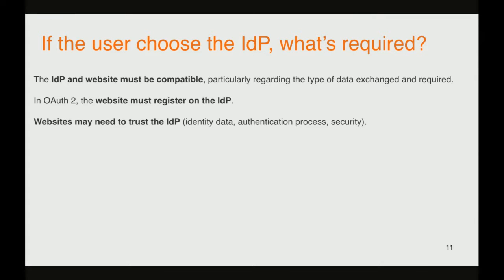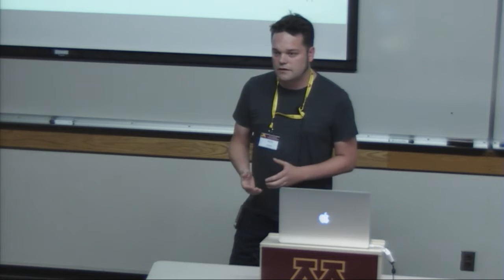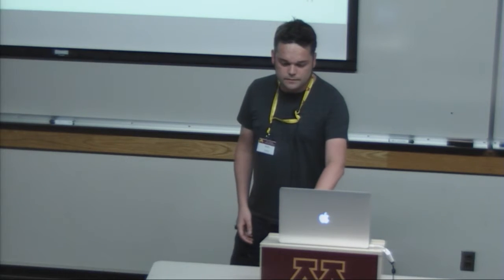So, on the other end, if the user could choose their IDPs, what would be required for it to be possible? The first point is that the IDP and the website must be compatible. Using OAuth 2, the website must be registered on the identity providers, so that the website can authenticate to the identity provider. And in some situations, the website may need to trust the IDP regarding the type of data, the level of authentication, the security, or the identity information that are provided.